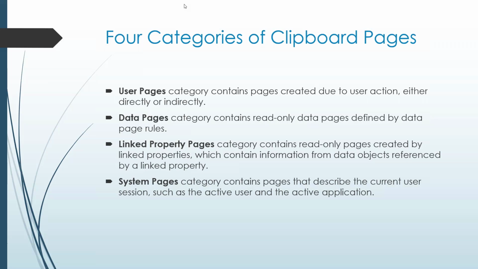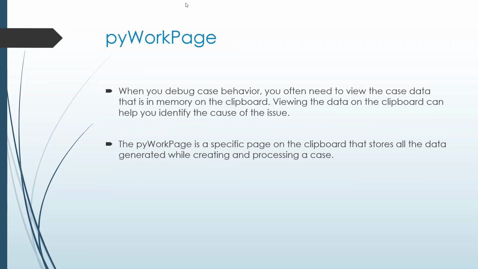These are the 4 categories, and out of them the most used one is the user pages, because that's where most of the user interaction happens. Yeah, I think for a BA that is important, isn't it? Exactly. Within the user pages also, there are multiple pages inside it. But the one page that is of specific interest for us is called PY work page. So out of all the pages available in the user pages category, I am interested in PY work page.